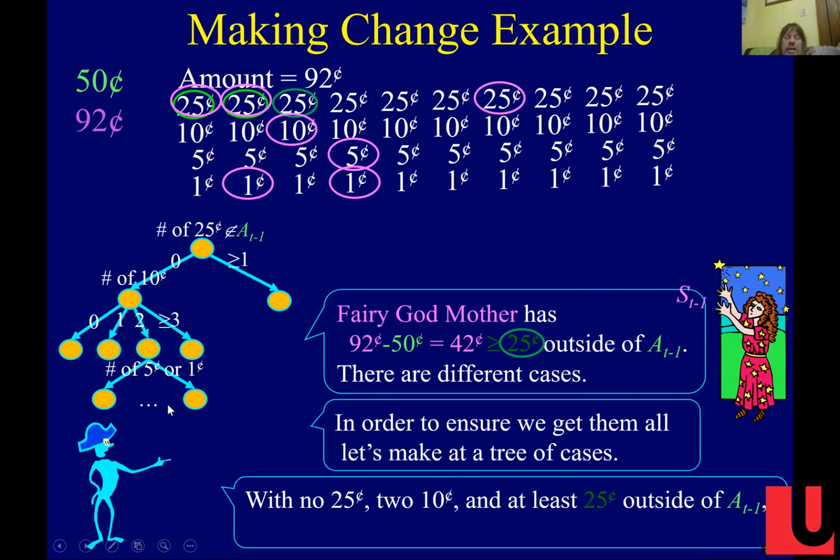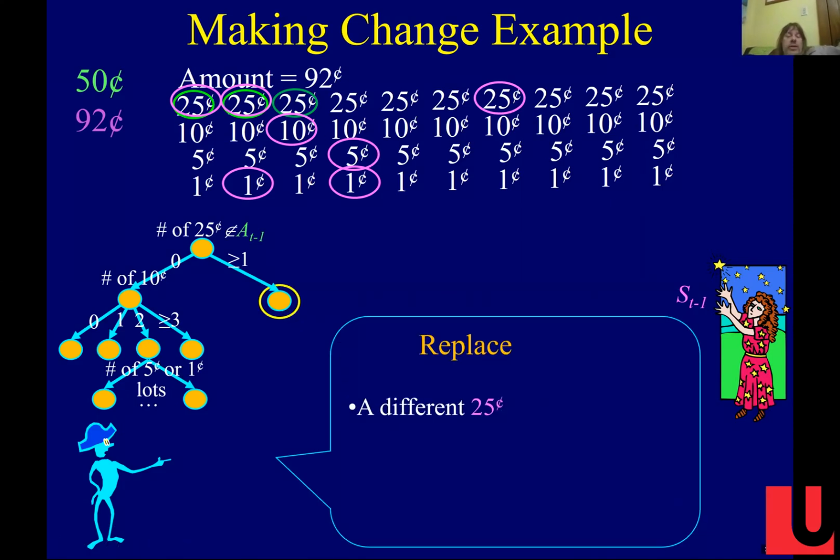In this case she has 0 quarters, she has 2 dimes, and we also know that she has at least 25 cents outstanding from outside of A_{t-1}. So in this case, down here, we know that she must have at least one nickel and pennies, right? So these are all our cases. And let's go through the cases one at a time.